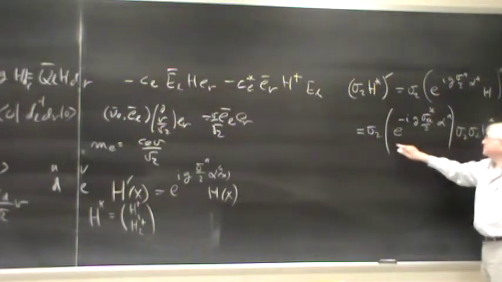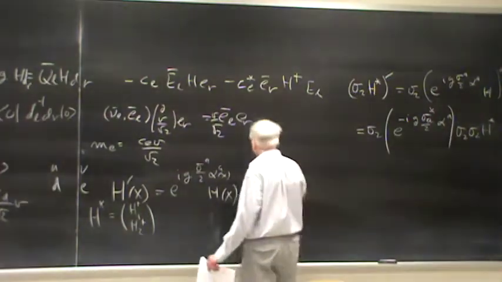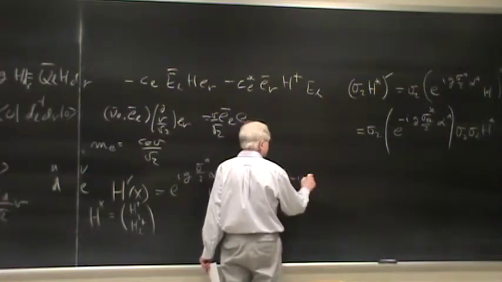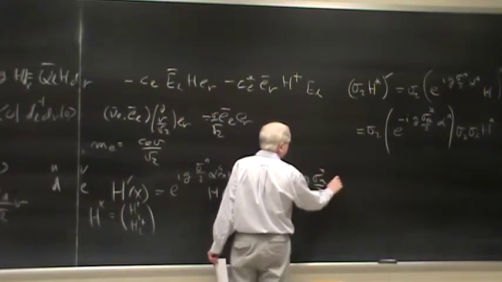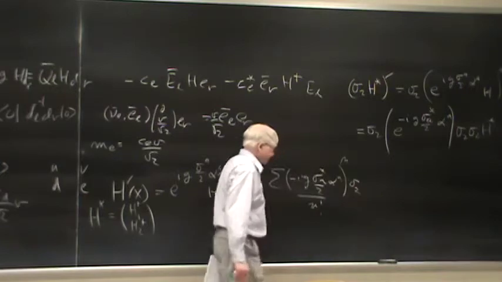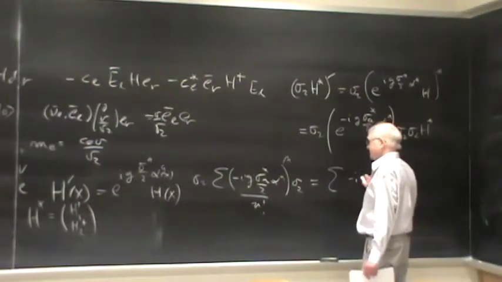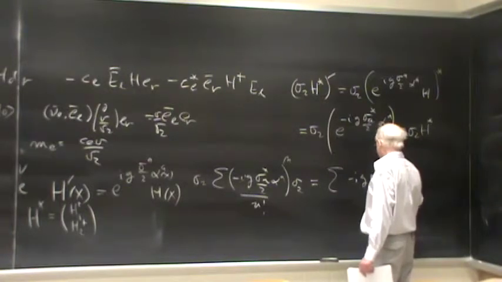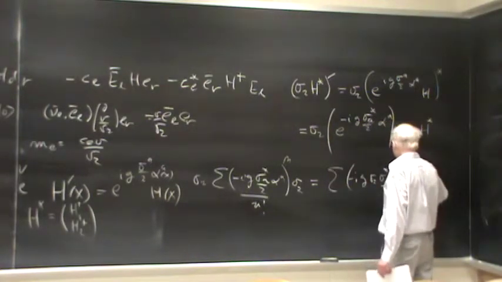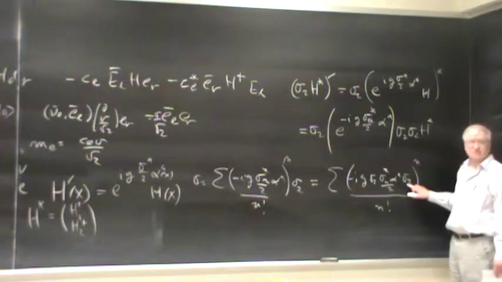Now what happens here with sigma 2? Sigma 2 squared is 1. The easiest way to see this is to write it as a power series: the sum of minus i g sigma a star over 2 alpha a to the n, over n factorial, times sigma 2. Well, we can rewrite that as a sum of minus i g sigma 2 sigma star a alpha a sigma 2 over 2, because when you have a product of these two things, the sigma 2's cancel.